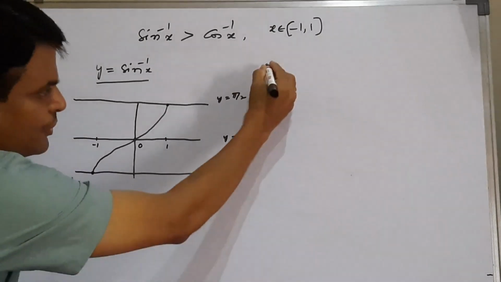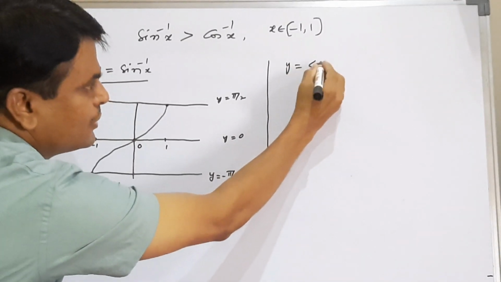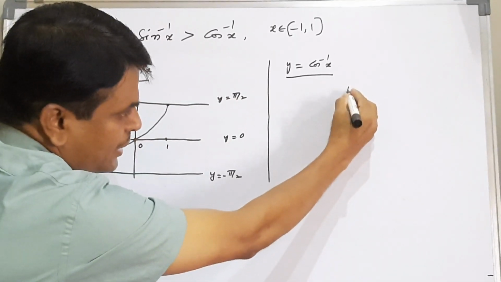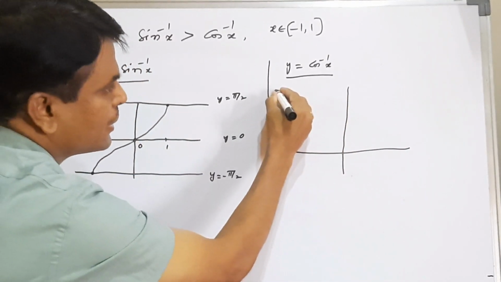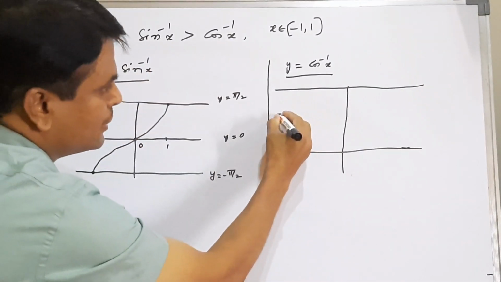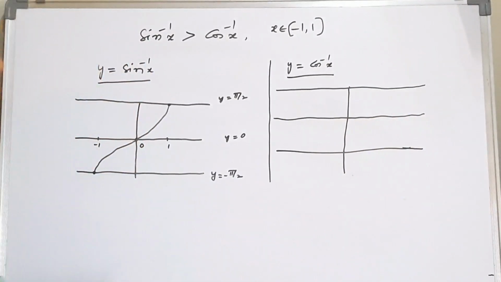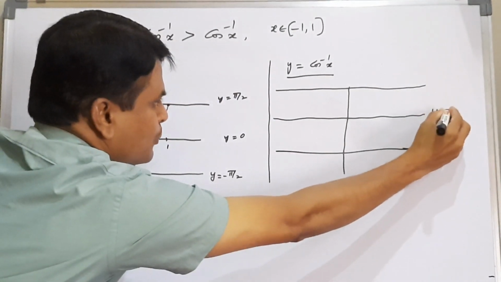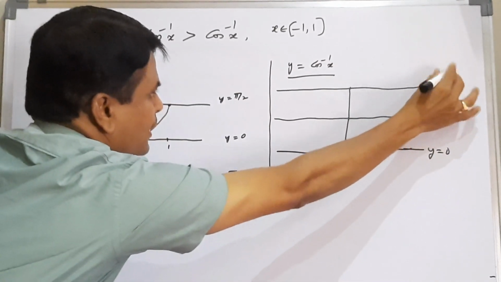When it comes to cos inverse x, y is equal to cos inverse x. The domain is minus 1 to 1, and the range will lie between closed 0 to closed pi. This is the y is equal to 0 line. This is the y is equal to pi by 2 line. And this is the y is equal to pi line.